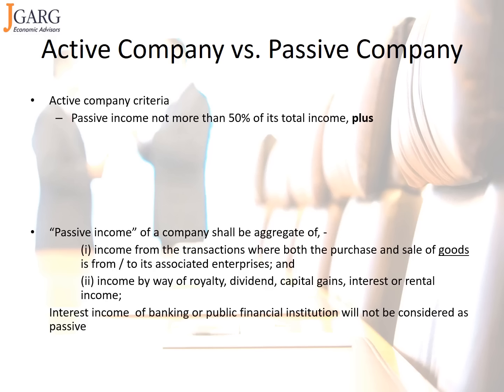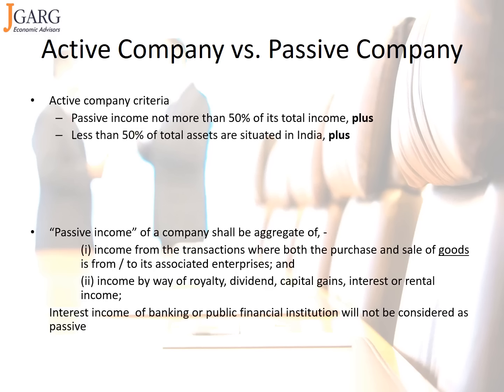Second type of income which is covered is income by way of royalty, dividend, capital gains, interest, or rental income. So these are all passive income, need no discussion on this. However, there is a general exemption provided to banking or public financial companies. The interest income earned by them would not qualify as a passive income.